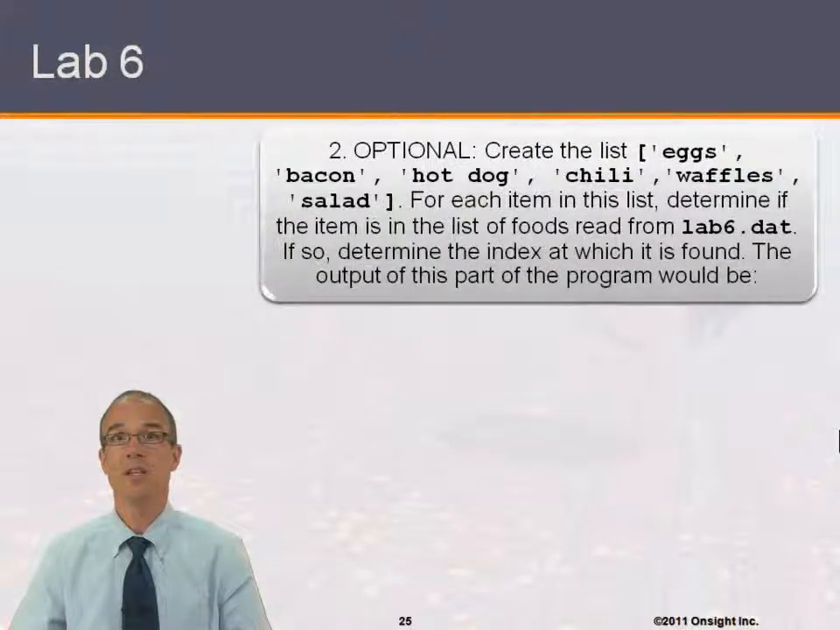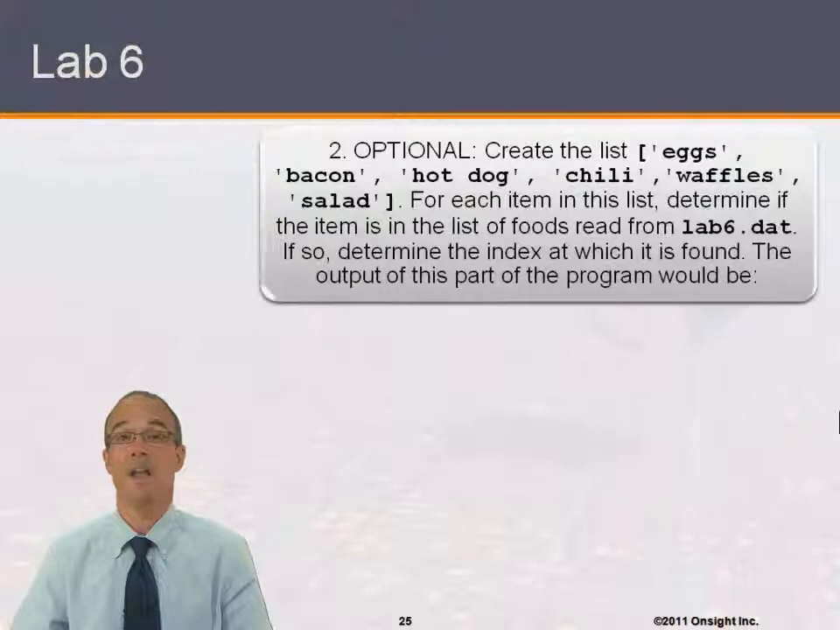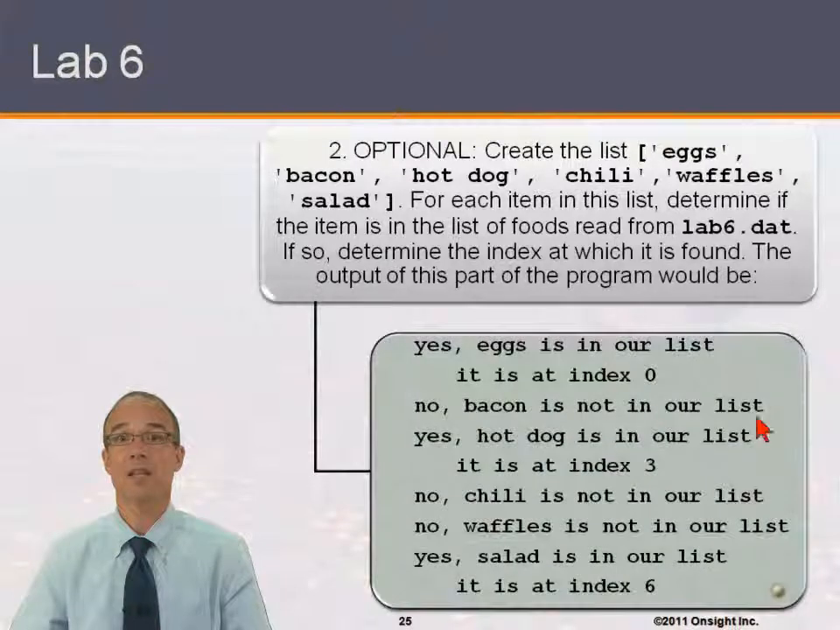There's an optional part. Create the list eggs, bacon, hot dog, chili, waffles, and salad. And then for each item in this list, determine if the item is in the list of foods that we created in the first part of the lab. If so, determine at which index it exists, and the output should look something like this. So yes, eggs is in our list, it's at index 0. No, bacon is not in our list, and so on.